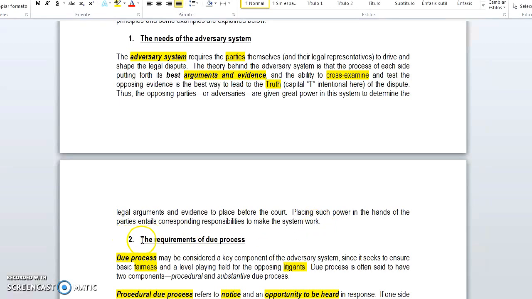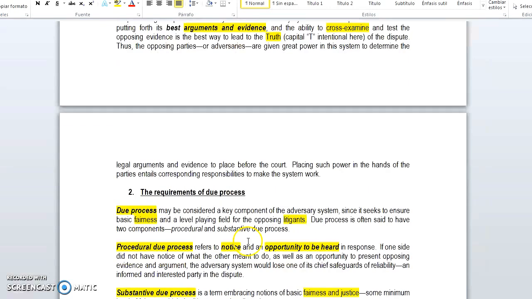Second, the requirements of due process. Due process may be considered a key component of the adversary system, since it seeks to ensure basic fairness and a level playing field for the opposing litigants. Due process is often said to have two components: procedural and substantive due process.